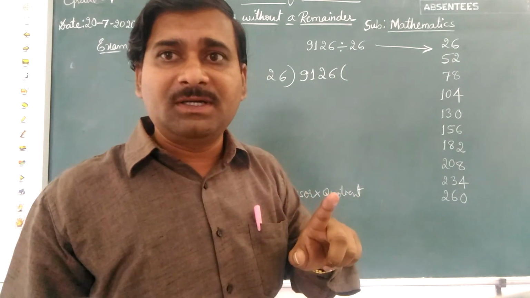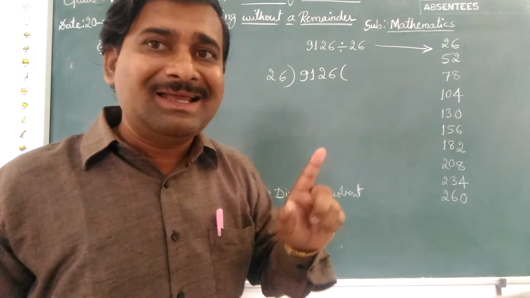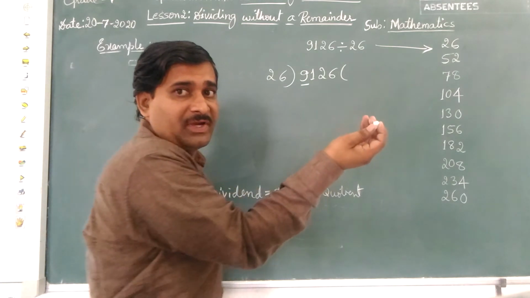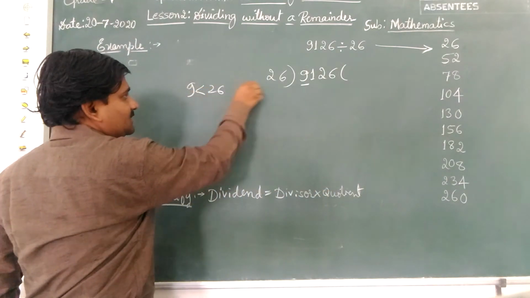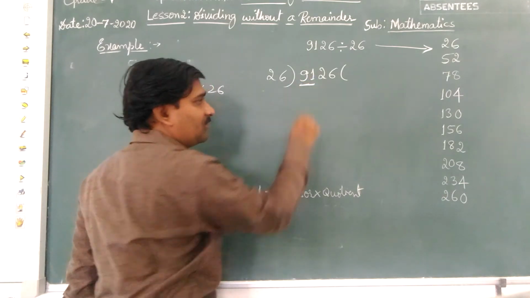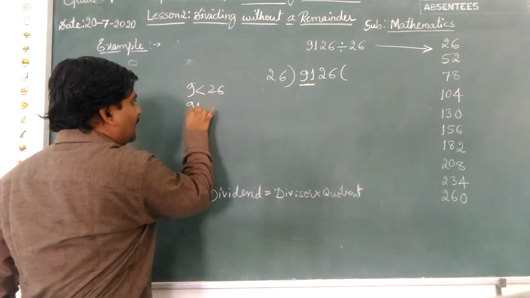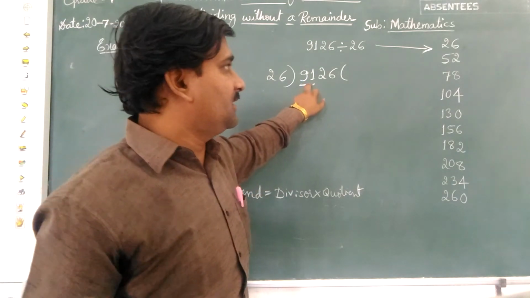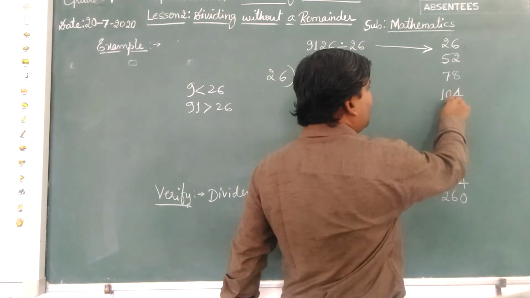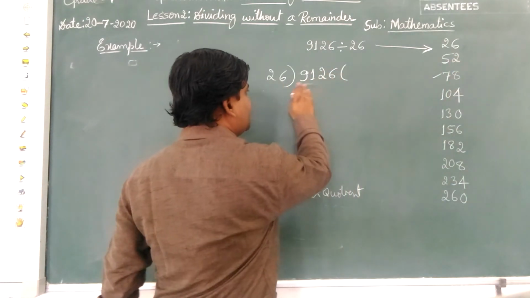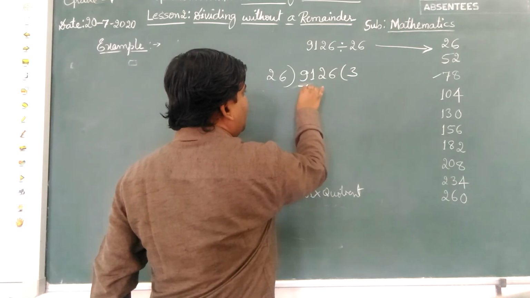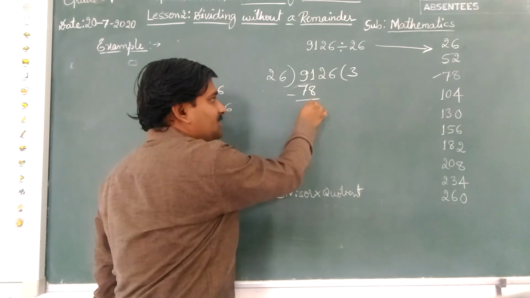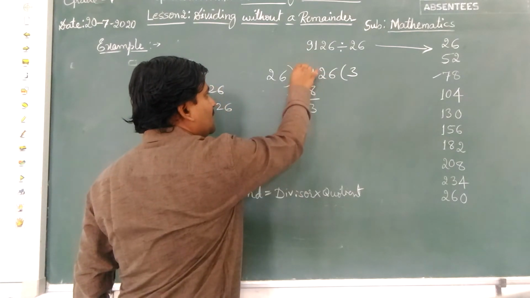So the first step is to compare the leftmost digit of the dividend. 9, we can't do. 9 is less than 26. Next, compare one more digit: 91. Okay, 91 is greater than 26. So we should select 91. In the table, 26 3s are 78. Subtract, children. 11 minus 8 is 3. So it is 13.